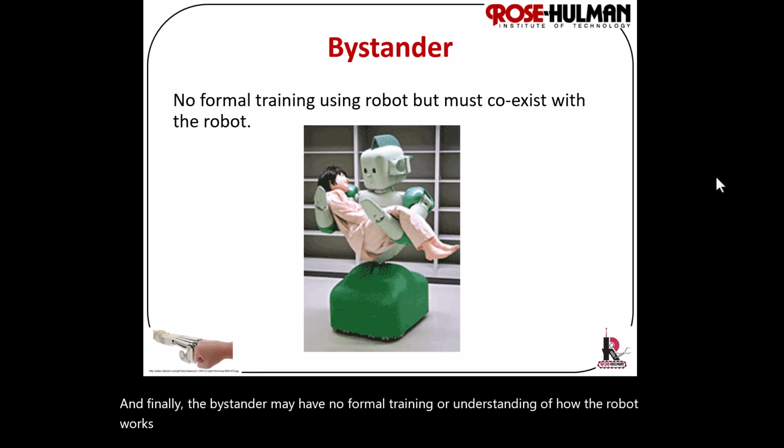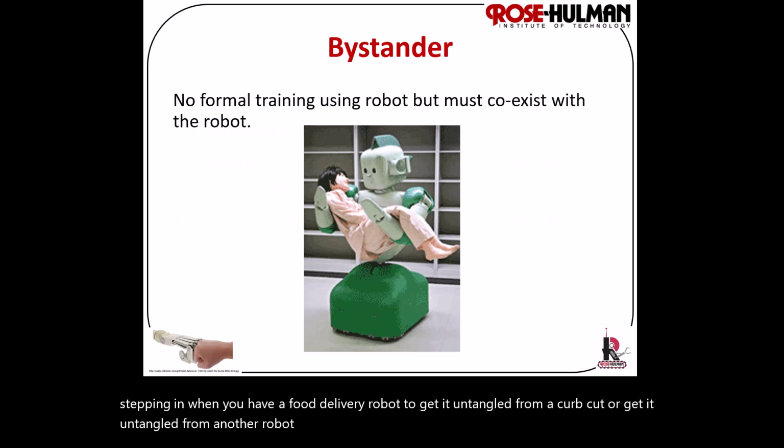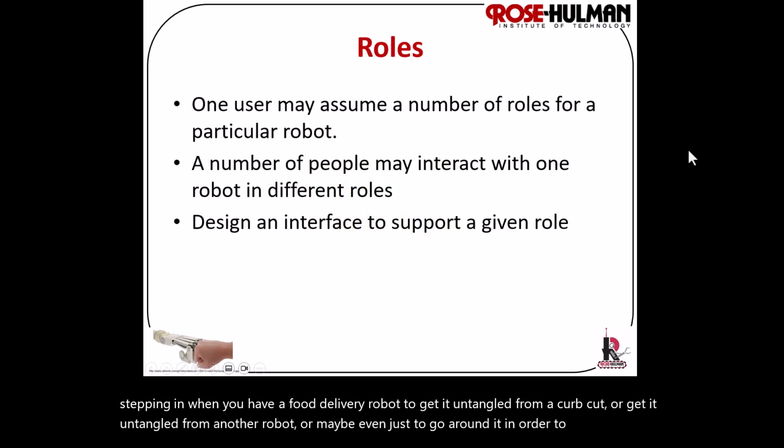And finally, the bystander may have no formal training or understanding of how the robot works, but it must be able to coexist with the robot. This could be an example of a human stepping in when you have a food delivery robot to get it untangled from a curb cut or get it untangled from another robot, or maybe even just to go around it in order to help it to finish its mission or task.